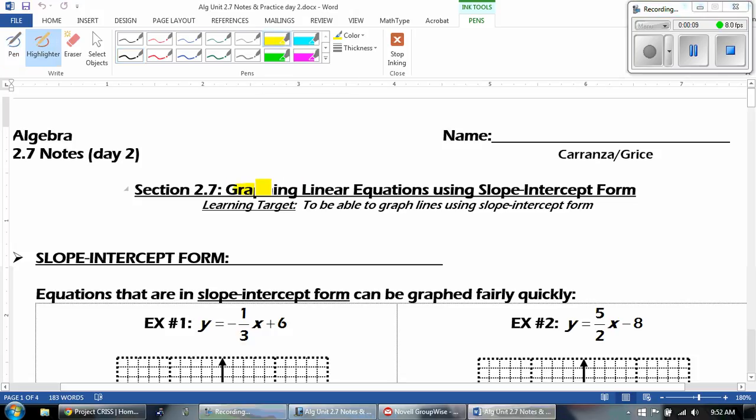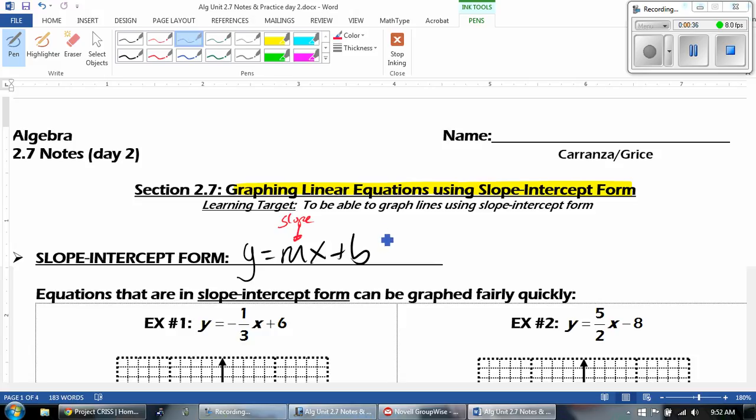Today we're going to be talking about graphing linear equations using slope-intercept form. Our learning target today is to be able to graph lines using slope-intercept form. So, what exactly is slope-intercept form? Well, that is y equals mx plus b. Remember that the m is our slope, it's our movement. And the b is the y-intercept, and it's always (0, b).